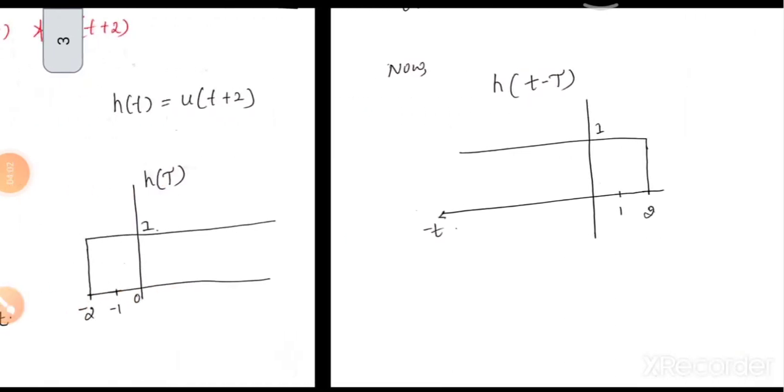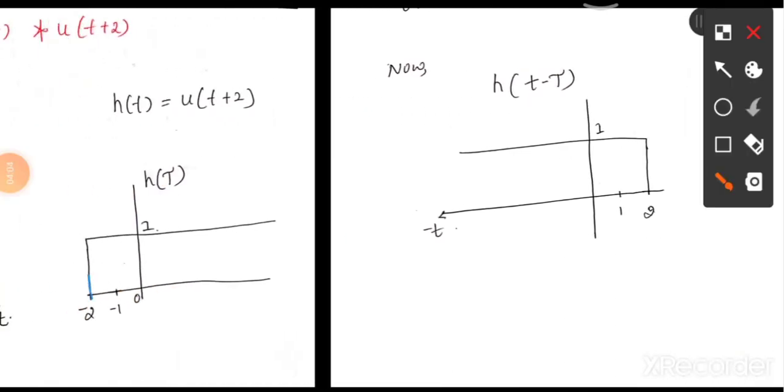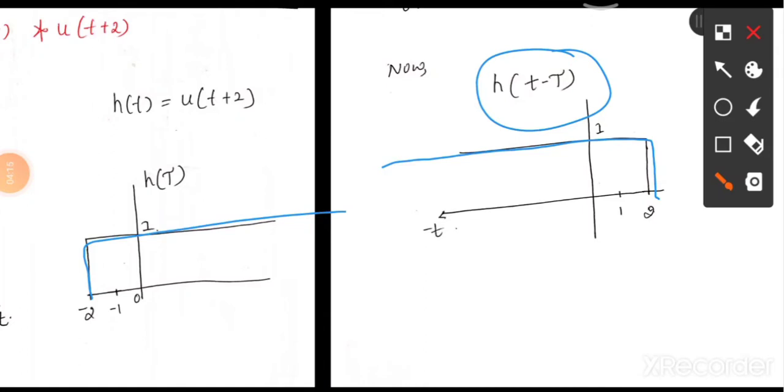You can observe, this signal is from minus 2 to this side, and when you take its mirror image, it will be from plus 2 to minus infinity. This is your h of t minus tau. Any one signal you can take. I prefer this one. Take the signal which is easy to reverse, and the one you feel is a bit difficult or confusing, keep as it is.